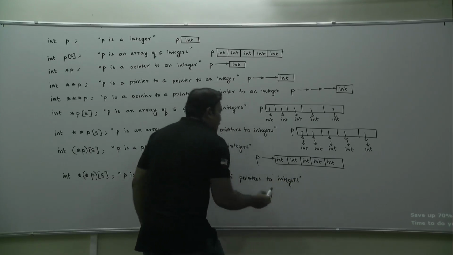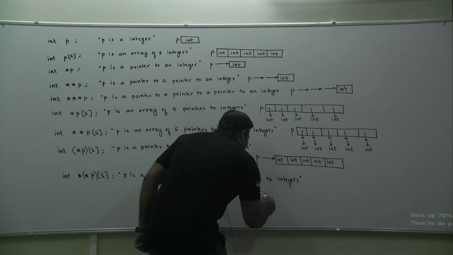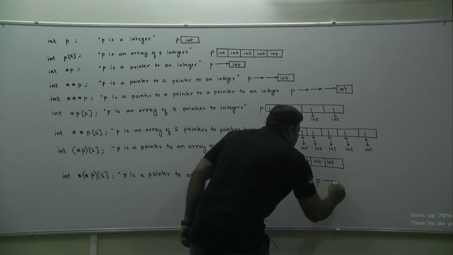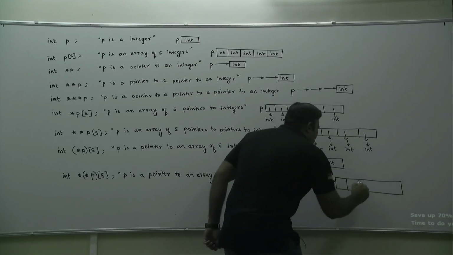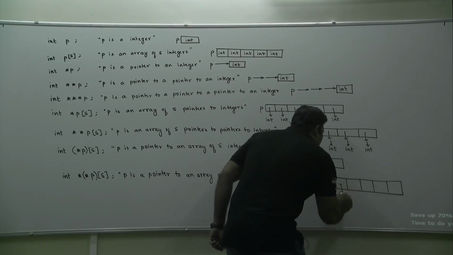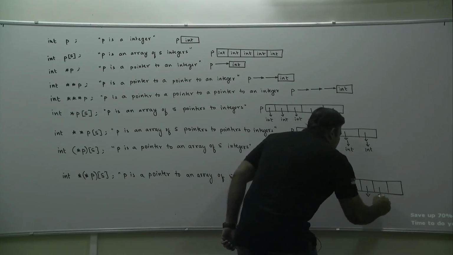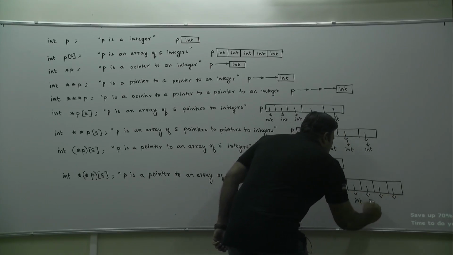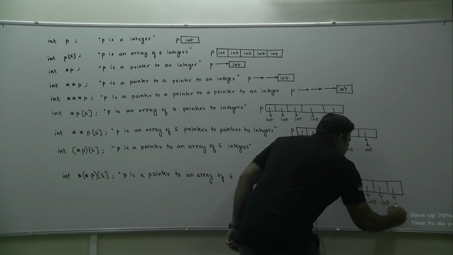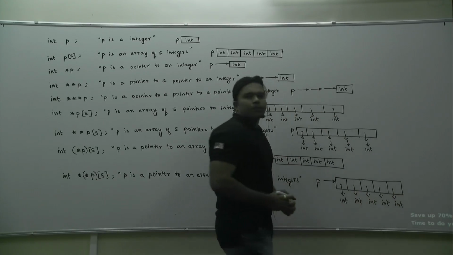This is what I can tell. Pictorially, if you ask me, like this I can tell. P is a pointer to an array of 5 pointers to integers. Very simple.